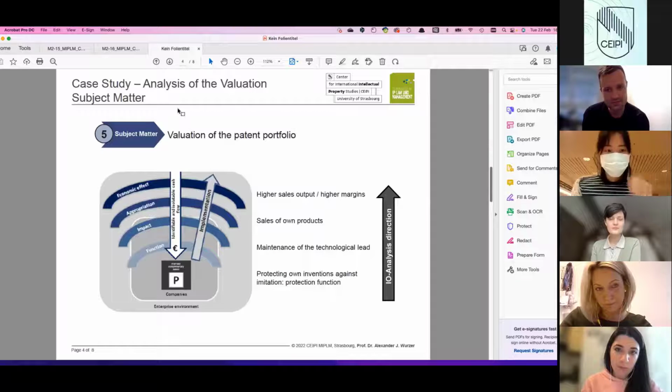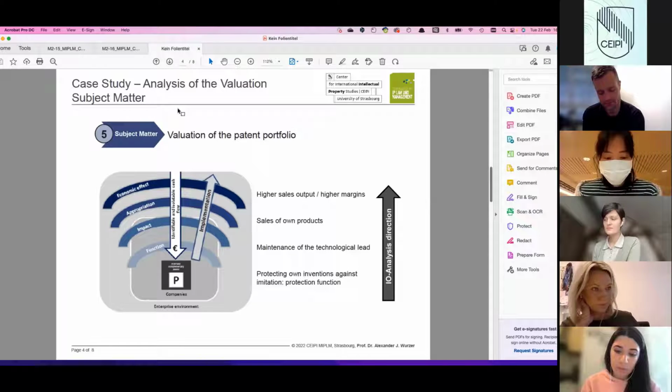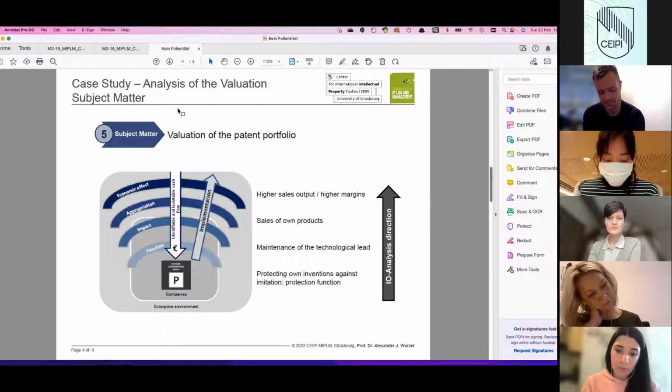In this case, for the analysis of the subject matter, we choose the inside-out analysis direction because Schneider has already patented its innovation. So we set out from the patent. In this case, the patent has a protection function.